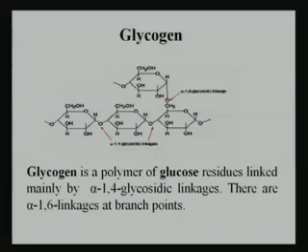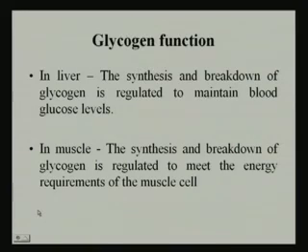Now, if we see the structure of glycogen, we can find that glycogen is a polymer of glucose residues which are linked by alpha 1,4 glycosidic linkages and alpha 1,6 glycosidic linkages. When there is branching, it is an alpha 1,6 glycosidic linkage.